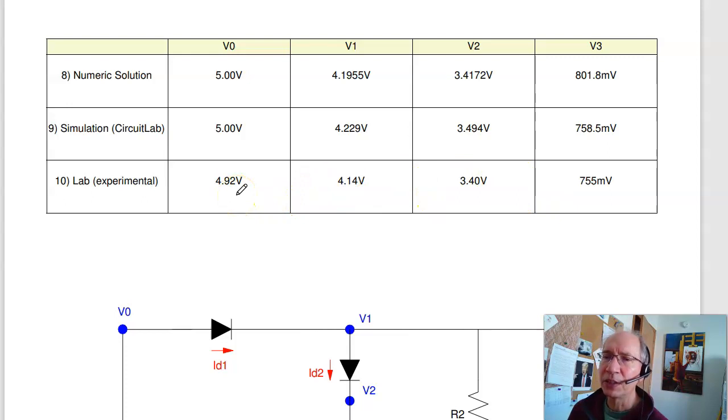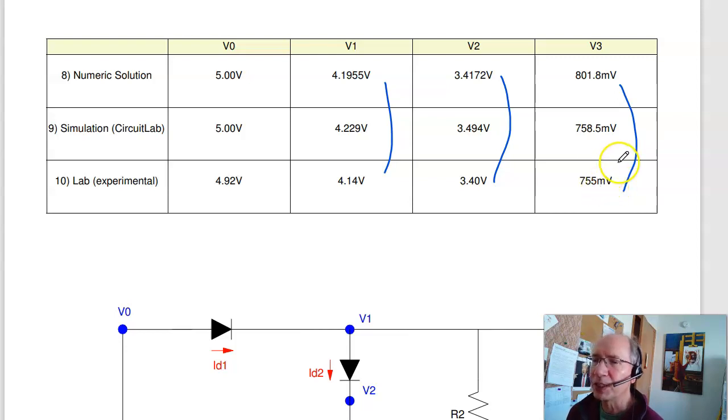My V0 isn't 5 volts. My 5 volt regulator isn't perfect. That's what I actually got for 5 volts. If you notice, again, the voltages are similar. 4.19, 4.22, 4.14 for V1, 3.41, 3.49, 3.40 for V2, 800 millivolts, 758 millivolts, 755 millivolts, V3.